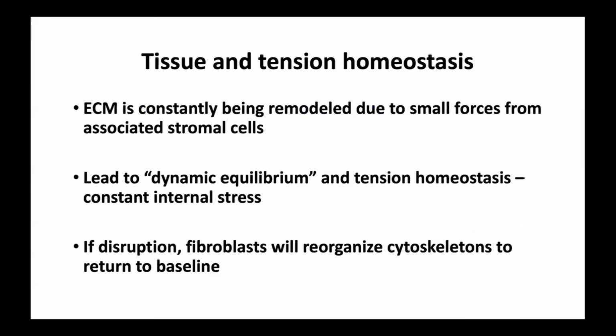I also just want to make this one point that the ECM is being remodeled all the time. The stromal cells, which are mostly the cells that are making the ECM, are constantly remodeling the ECM just to keep it in equilibrium. The concept is dynamic equilibrium, because the ECM is constantly subject to stress. And so these stromal cells are constantly remodeling to bring it to a point of equilibrium and homeostasis. If there's a disruption, fibroblasts are going to reorganize their cytoskeleton to return to the baseline. So this is another area where the ECM is really quite dynamic. And this is happening at a small level all the time.